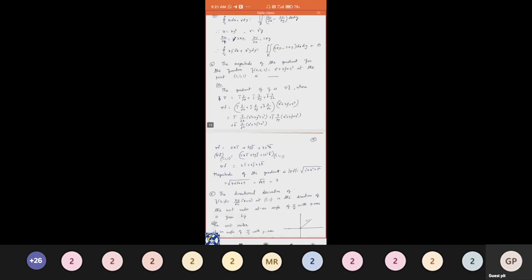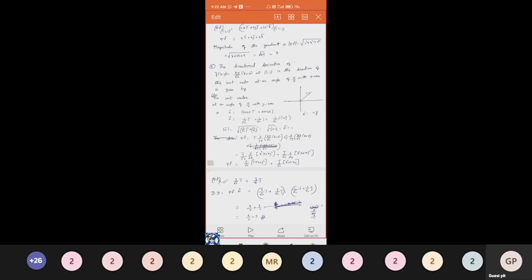Let us move to the fifth problem. The directional derivative of f(x, y) = xy / (root 2 (x + y)) at (1, 1) in the direction of the unit vector at an angle of pi by 4 with the y axis is given by what? So we are going to find the directional derivative. But here the information was not directly given, so we are going to collect all the information from the given question.